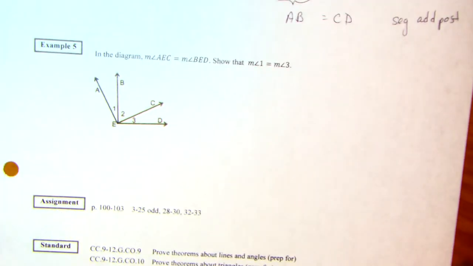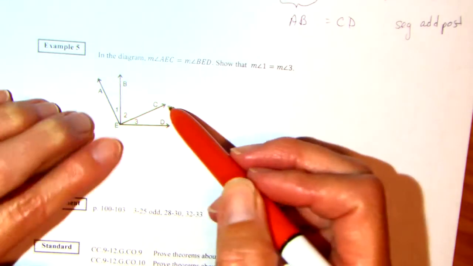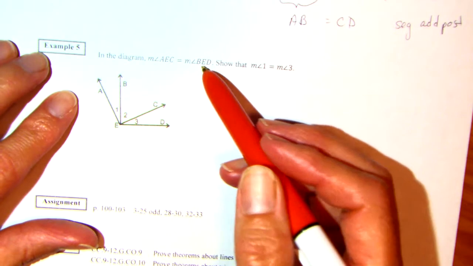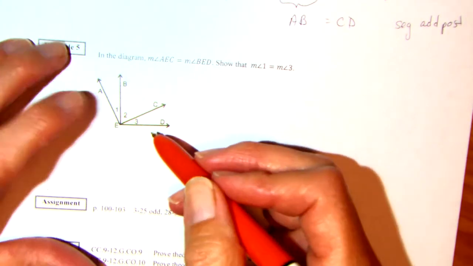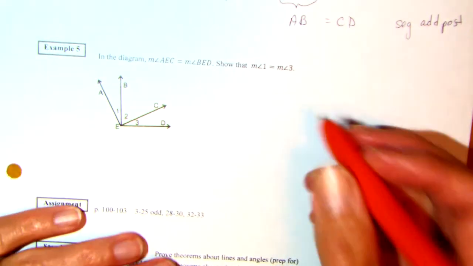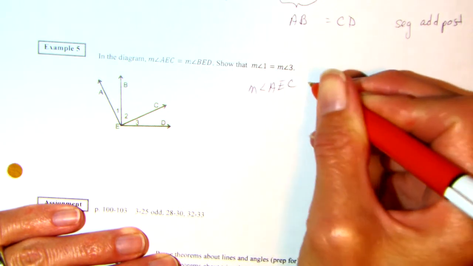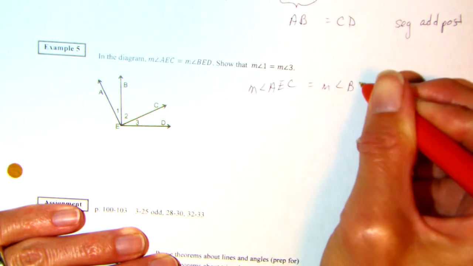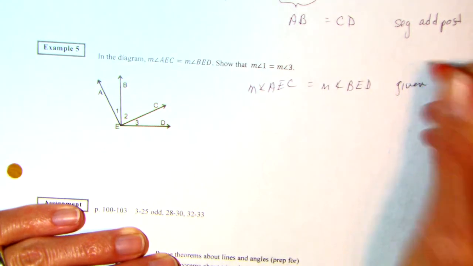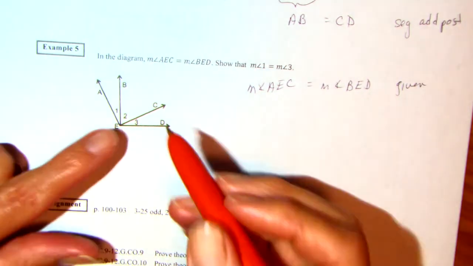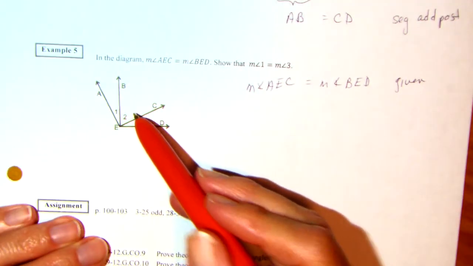Example 5. In the diagram, the measure of angle AEC, okay, that's these 2 angles, the top 2, is equal to the measure of BED, the bottom 2. Show that angle 1 and angle 3 are the same. Well, I'm going to start with measure of angle AEC is equal to the measure of angle BED. Okay, that's given. Now, what do both angles, the top 2 and the bottom 2, have in common? They both have the measure of angle 2 in common.